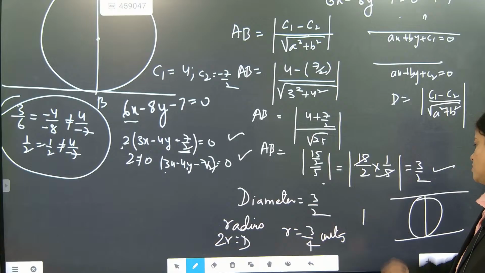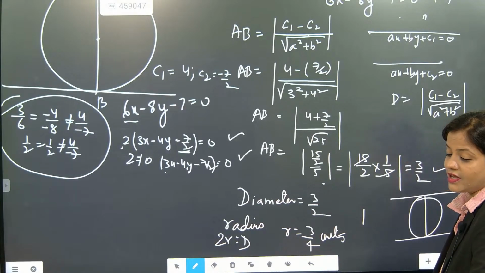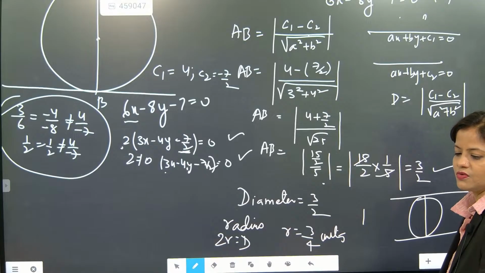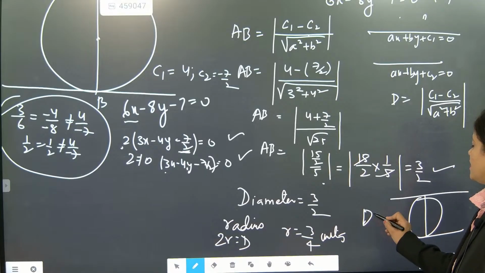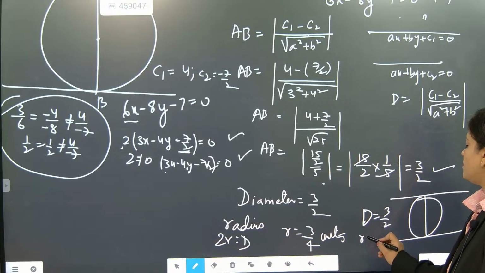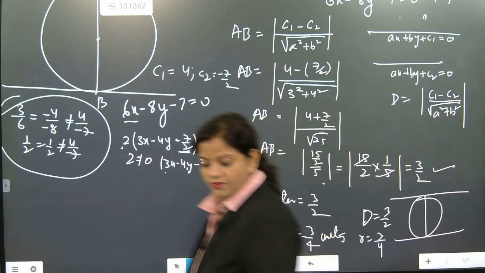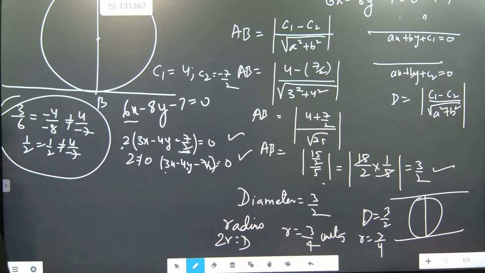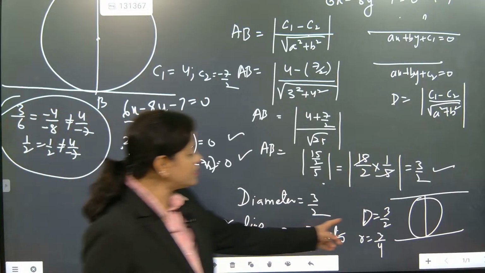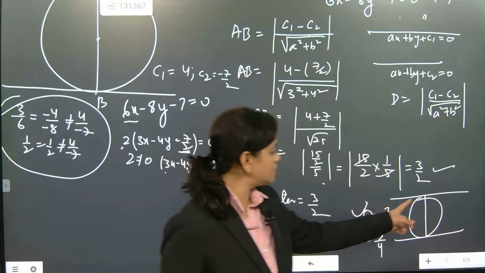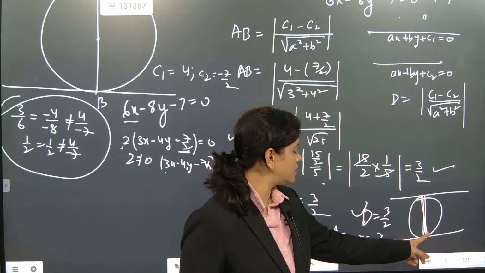But sometimes I also make mistakes. Before the question, I also made a mistake just now. Instead of 16, I wrote 4. Maths is like that only. So here it is coming as 3 by 4. But after a mistake, we must rectify. So radius is coming as 3 by 4. Diameter is 3 by 2.